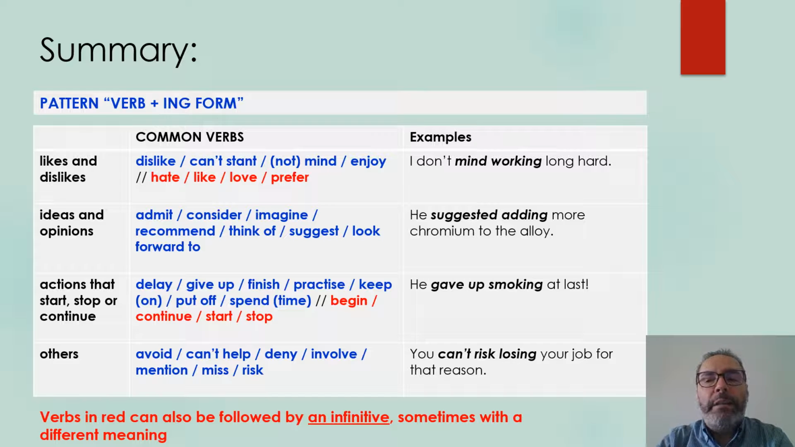Here is a little table with a summary of some pattern verbs plus ing form. Verbs meaning likes and dislikes, ideas and opinions, actions that stop, start, and continue, and others. We have in red some verbs that can also be followed by an infinitive, sometimes with a difference in meaning. And here we have some examples.